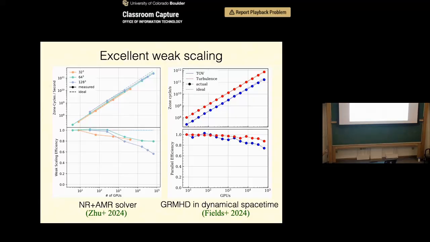The performance of the code, measured in zone cycles per second versus the number of GPUs it's running on, is nearly a perfect straight line in all these particular examples, out to hundreds of thousands of GPUs. Well, actually, it's only 64,000 GPUs. That's what the largest machines have. And it doesn't matter whether you're doing numerical relativity with AMR, a binary black hole merger problem, or GRMHD in a dynamical spacetime, in which you're doing both numerical relativity and fluid dynamics. You're getting similar scaling and performance.